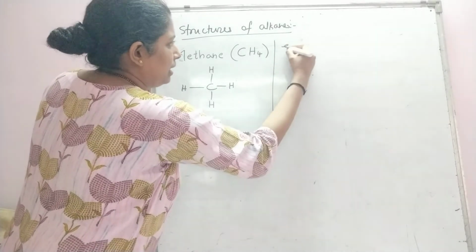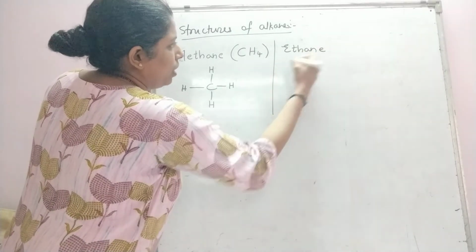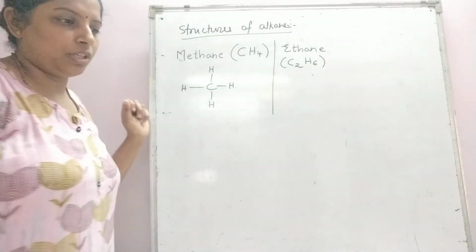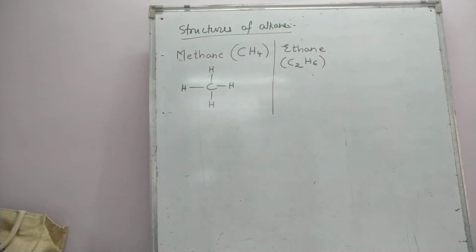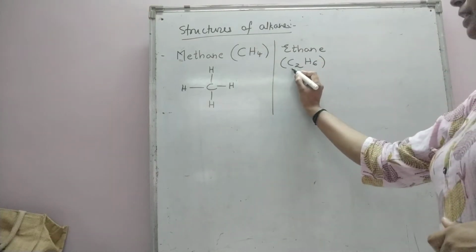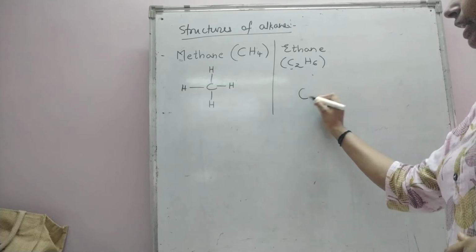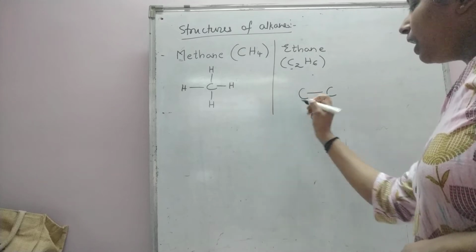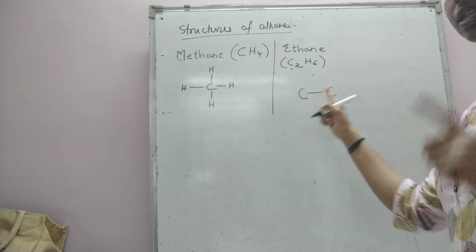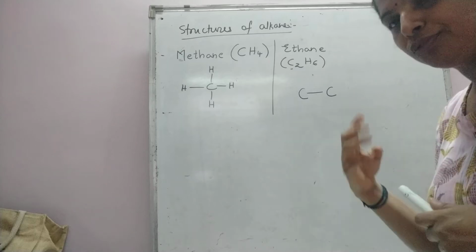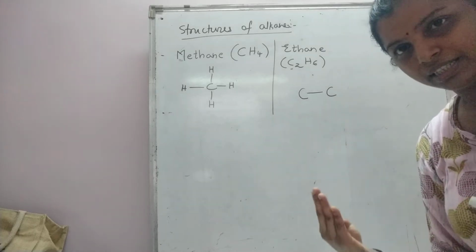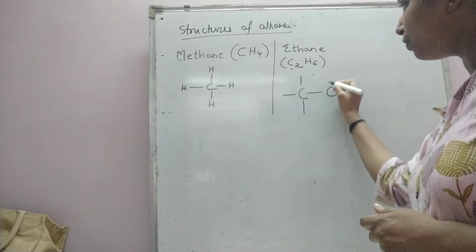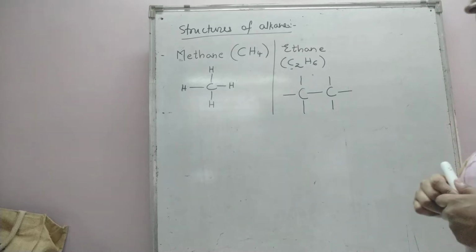The next member is ethane, whose molecular formula is C2H6. Now here ethane has 2 carbon atoms. So I'll write 2 carbon atoms first. I'll put single bonds around each carbon atom. How many single bonds will a carbon have? Carbon can form 4 bonds around it. It is a tetravalent atom. So I will put 4 bonds around each carbon atom.